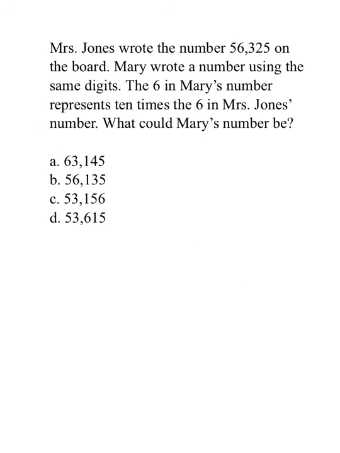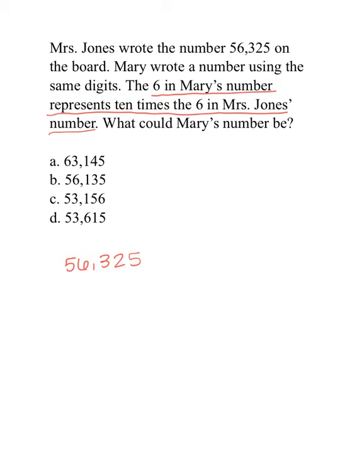Number 3, Mrs. Jones wrote the number 56,325 on the board. Mary wrote a number using the same digits. The 6 in Mary's number represents 10 times the 6 in Mrs. Jones' number. What could Mary's number be? So Mrs. Jones's number is 56,325. And we know that in Mary's number, the 6 represents 10 times the 6 in Mrs. Jones' number.